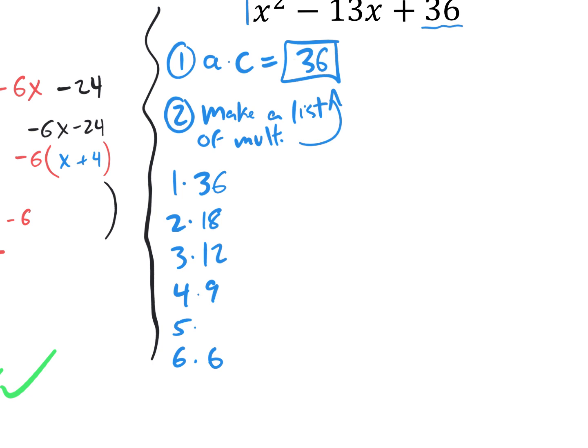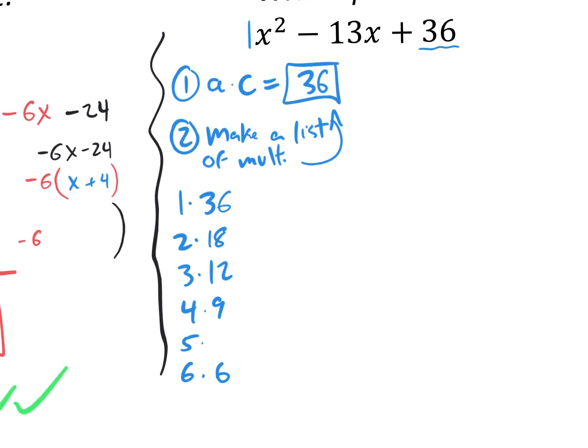Now, step 2, it's not just making a list of multiples. You also have to find the pair of numbers that combines together to give you the middle value, in this case, -13. So if I add these guys, 36 plus 1, that's 37. Is that a plus 37x? No. So that's not it. How about 2 and 18? Combine those. What's 2 plus 18? 20. Is that a positive 20x? No. Then you move on. 3 and 12. What's 3 plus 12? 15. Is that a 15? No. 4 plus 9. 13. Is that a 13? Yes, but it's a -13.